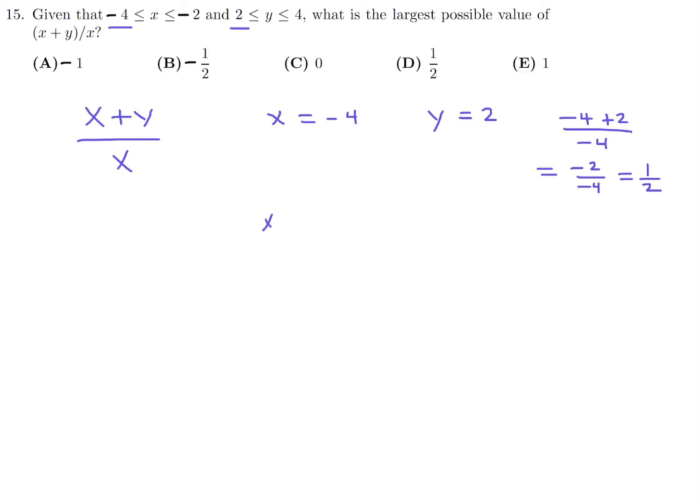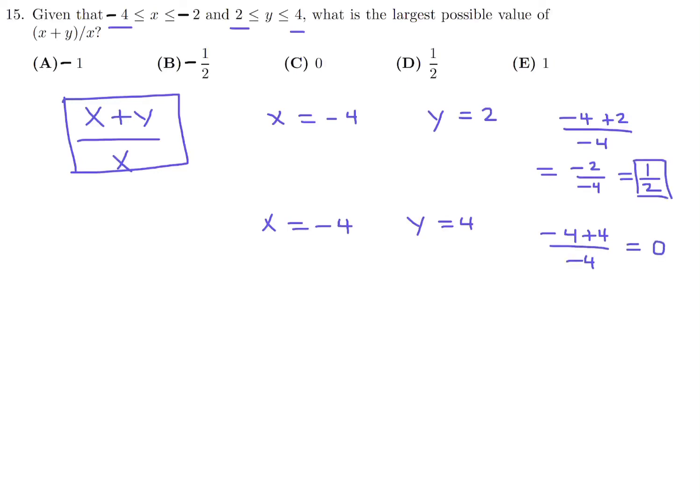So let's go x, keep it at minus 4, but let's use the other extreme for y as 4. So again, plug these into that one, and we get minus 4 plus 4 over minus 4, and that is 0. Okay, so let's go to the other extreme for x, minus 2, and let's start using our extremes for y. Y is equal to 2, and then I'll use x equals minus 2, and then y equals 4. The other extreme for y, like that.